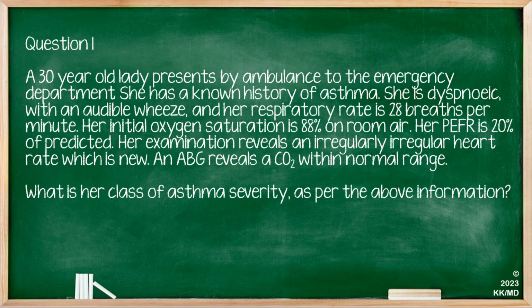Question 1. A 30-year-old lady presents by ambulance to the emergency department. She has a known history of asthma. She is dyspneic with an audible wheeze and her respiratory rate is 28 breaths per minute. Her initial oxygen saturation is 88% on room air. Her peak flow is 20% of predicted. Her examination reveals an irregular heart rate, which is new. An arterial blood gas reveals a CO2 within normal range. What is her class of asthma severity as per the above information?